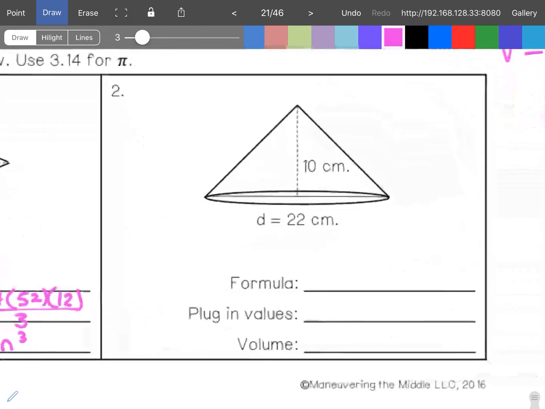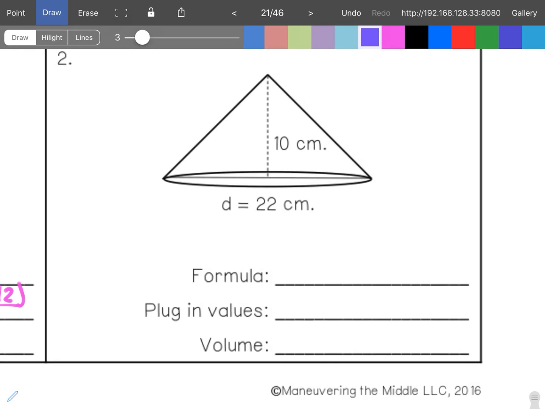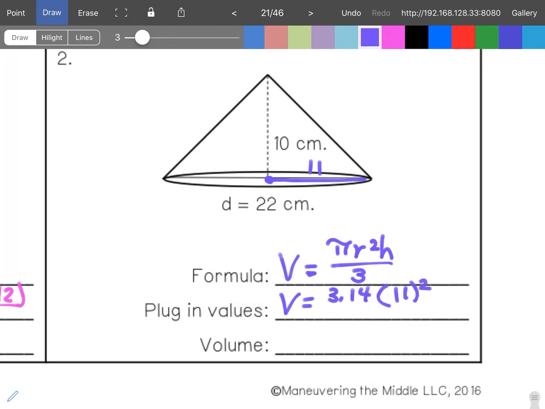Okay, let's try the next one. If you want to pause it and try it yourself, you are welcome to. So the formula is volume equals pi r squared H divided by 3. Pi is 3.14. The radius, now be very careful. Remember, the radius is from the center out. So if all the way across is the diameter, which is 22, then this would be 11. So our radius is 11 squared, and then our height is 10 divided by 3. So you're going to want to type all of that in.